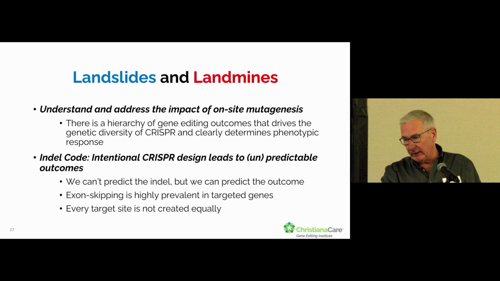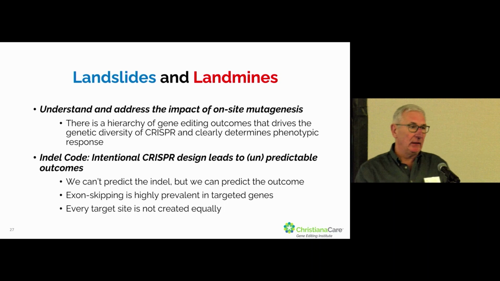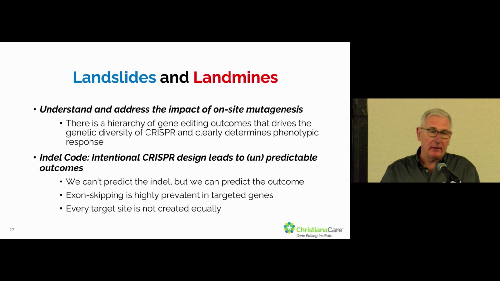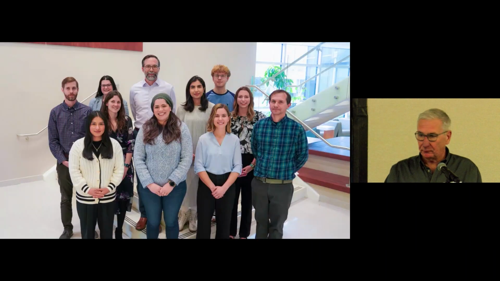Intentional CRISPR design leads to unpredictable outcomes. We can't predict the indel. That means we can't control what happens, what footprint is left behind by CRISPR cutting, but we can predict the outcome by knowing what that looks like. Exon skipping is very prevalent in targeted genes. I'm happy to talk to anybody who may be seeing that in your own targeting and other systems. I don't know if that's the case. And every target is clearly not created equally.